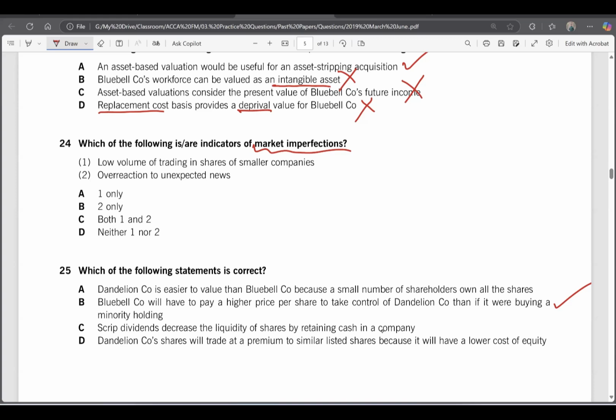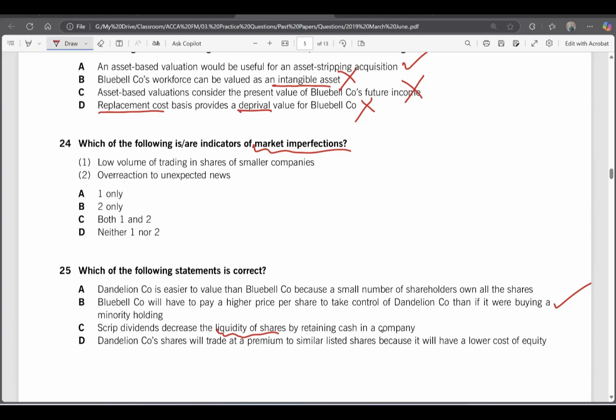And since it's an unlisted company. C, scrip dividend decreases the liquidity of shares. Remember we discussed scrip dividend? First of all, let's understand the meaning of liquidity of shares. Liquidity of shares means how quickly I can sell my share on the stock market. I mean how quickly an investor can sell or release its investment in the stock market. This is called liquidity.